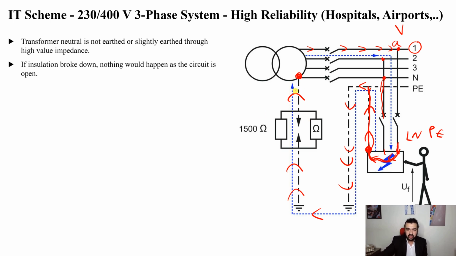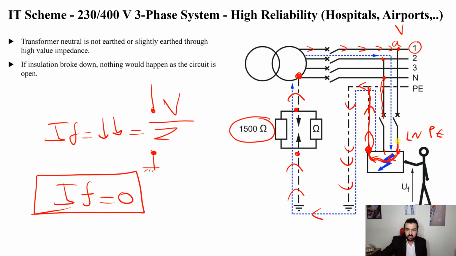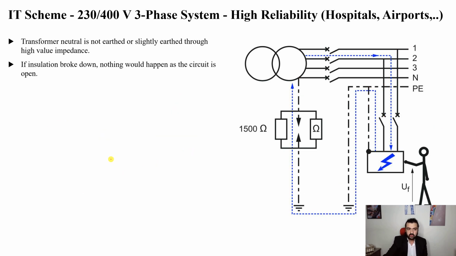However, if this transformer is isolated, meaning that it is an open circuit like this, I fault will be equal to 0, because here it will be an open circuit. What if it is not an open circuit? If there is a high impedance, I fault will be very small, because it is equal to V over Z, the impedance of that whole loop. And since we have 1500 ohms here, this will be a very small value, as we will see right now.